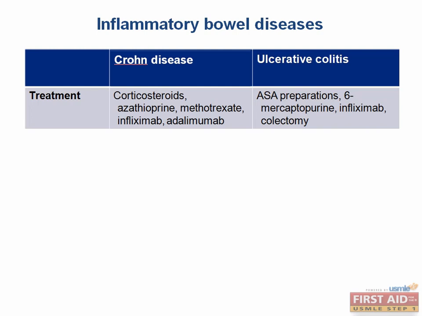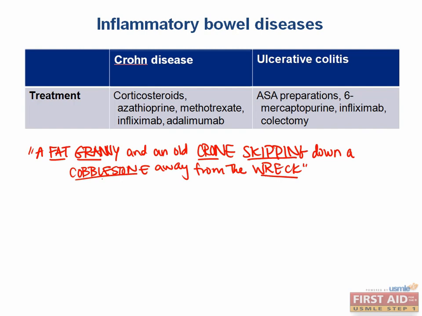A mnemonic that might help you remember and organize your thinking about Crohn's disease is a fat granny and an old crone skipping down a cobblestone road away from the wreck. This helps you remember that there's fat wrapping around the intestines, as well as granulomas in Crohn's disease, and they can have skipping lesions, give a cobblestone appearance, and are rectal sparing.